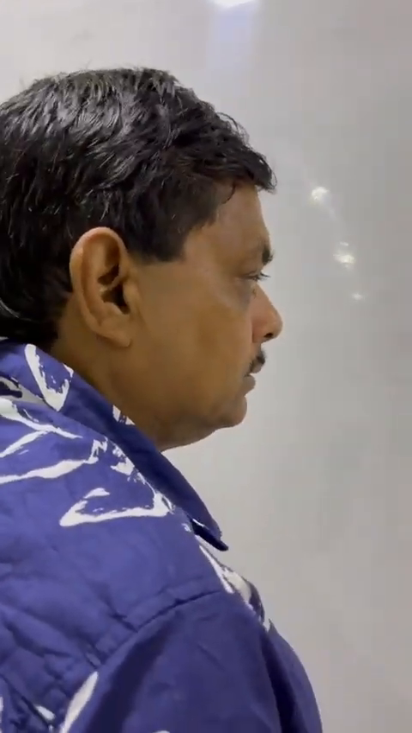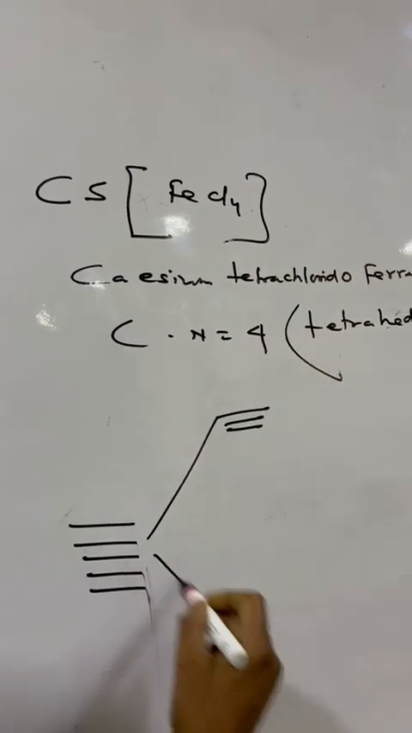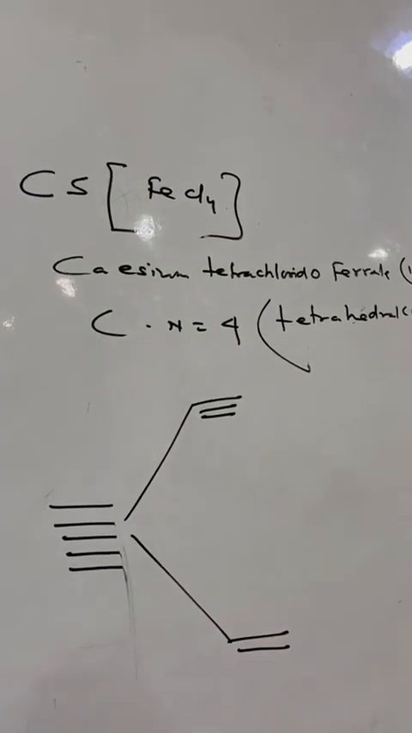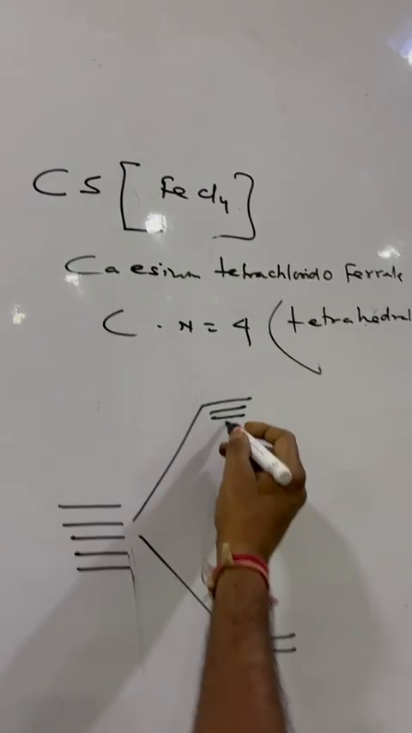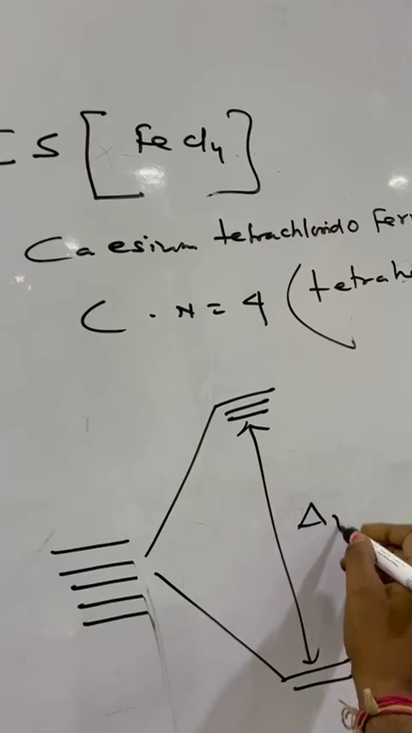Now in a tetrahedral complex, what happens? There will be 4 ligands, meaning 4 donation sites. If it is bidentate, 2 ligands will be there. The ligands will approach towards the central metal in between the axis, and when they come in between the axis, these 3 orbitals, dxy, dyz, dzx, will be repelled much higher. So they will go up, and the e set, which is along the axis, will come down. This gap is called tetrahedral splitting.